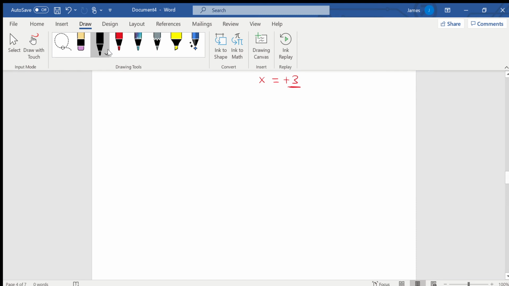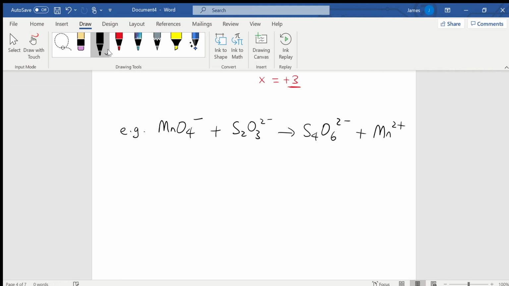What if we had something like MnO4 minus, or permanganate as it's commonly known, plus S2O3 2 minus to give S4O6 2 minus and manganese 2 plus. Okay, so this here obviously has been stripped of spectator ions, but we would approach it in exactly the same way.